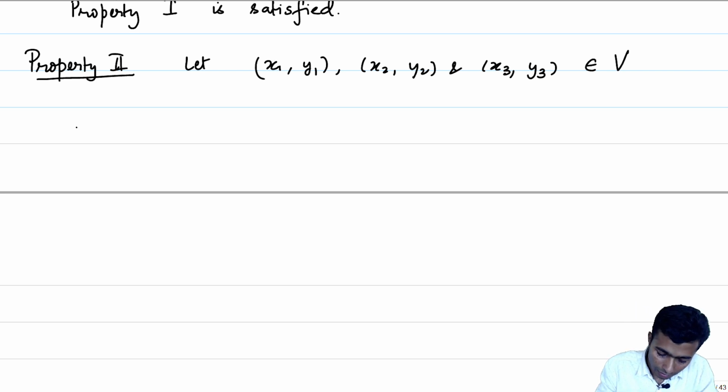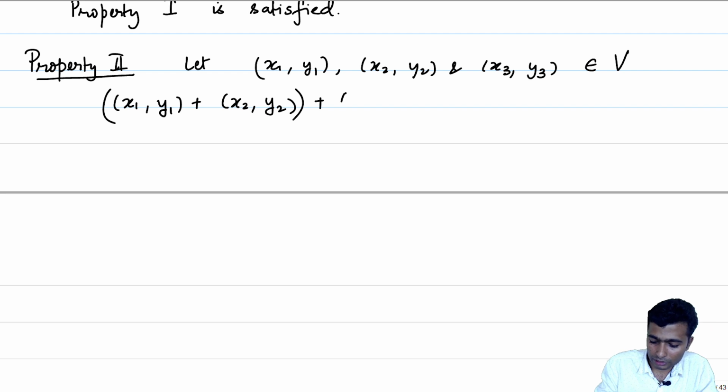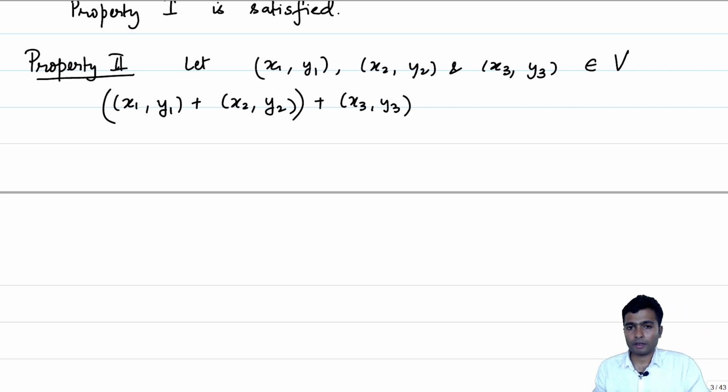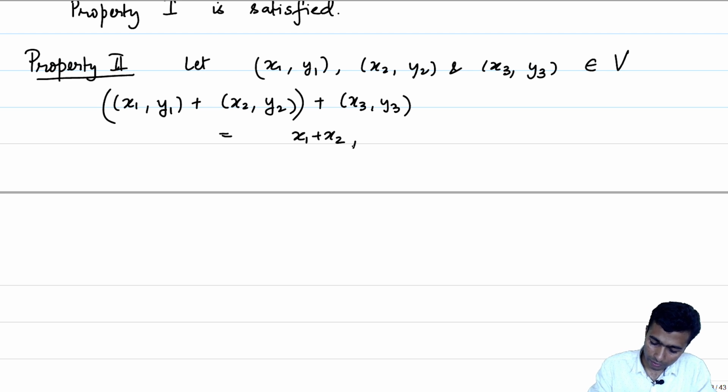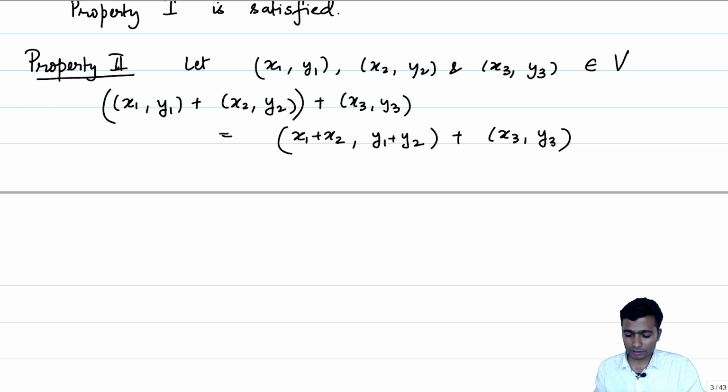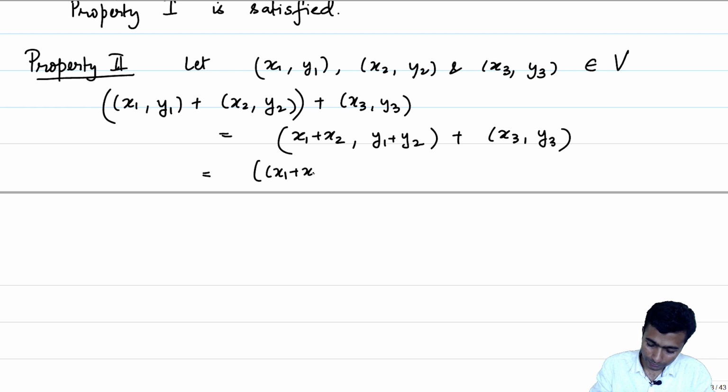So, we are interested in what is (x1, y1) plus (x2, y2) plus (x3, y3). Whether this is the same as, yeah, we will come to that. So, if you notice, this is just equal to (x1 plus x2, y1 plus y2) plus (x3, y3). We added the first two vectors first, and now this is going to be equal to (x1 plus x2 plus x3, y1 plus y2 plus y3).